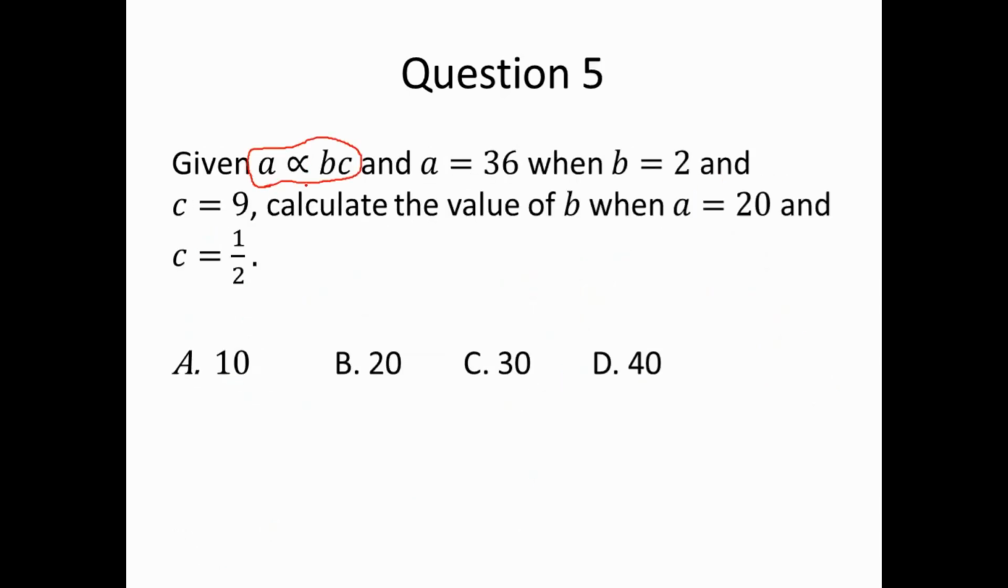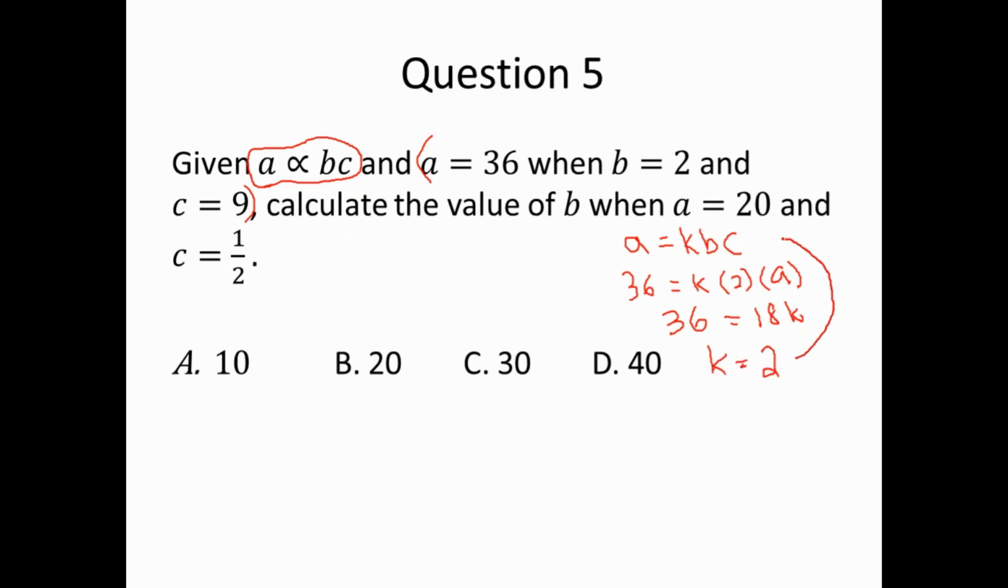Given A varies directly as B and C, and A equals 36, and so on, calculate the value of B. Using this relation, we can write down the equation A equals KBC. Then use A equals 36, B equals 2, and C equals 9. So you will have 36 equals K times 2 times 9. So 36 equals 18K, so K equals 36 over 18, which is 2.